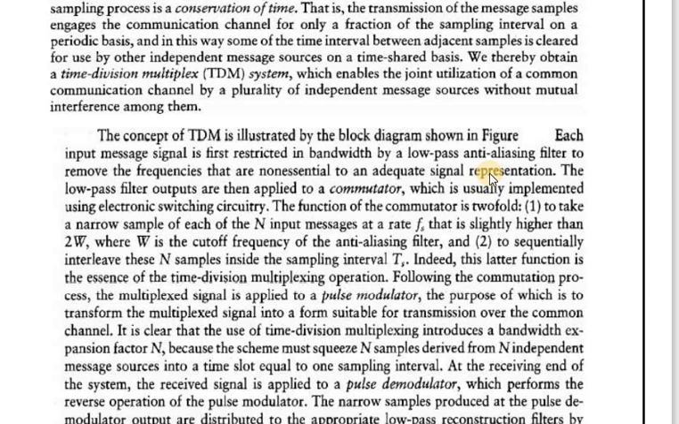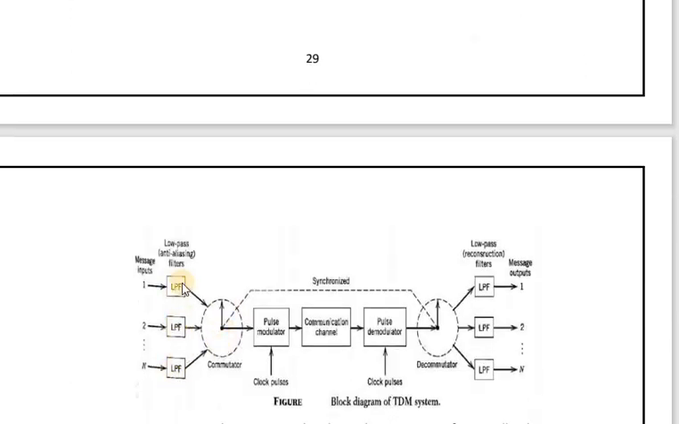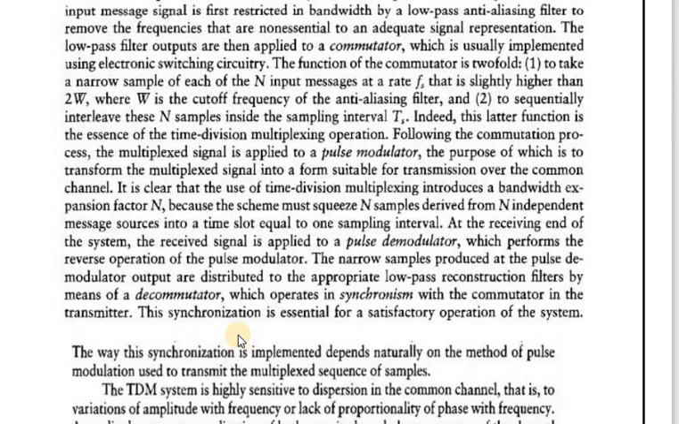Your message signals are given to the low pass filter, because these filters restrict the bandwidth that is not necessary for our communication. By using the anti-aliasing filters, we remove the frequencies which are not necessary for adequate signal representation. So first, the extra, non-essential, unimportant frequencies will be removed by the low pass filter. Then the filtered signals will be given to your commutator.